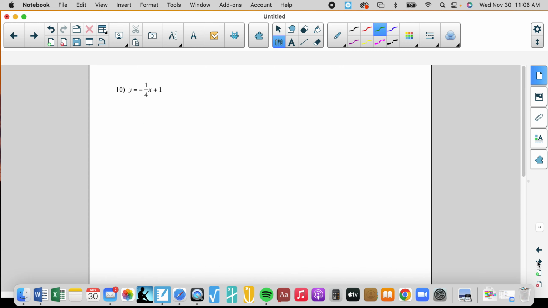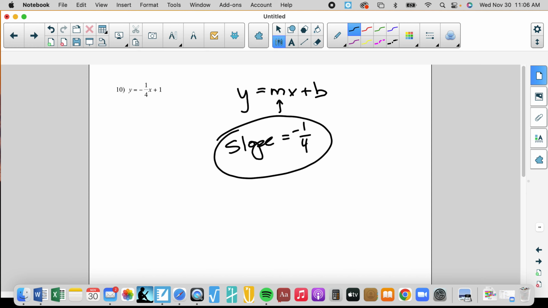This one is more traditional. It's in the y equals mx plus b format. So the coefficient of x, the number in front of x, is going to be my slope. So the coefficient of x is negative 1/4. So my slope is negative 1/4.